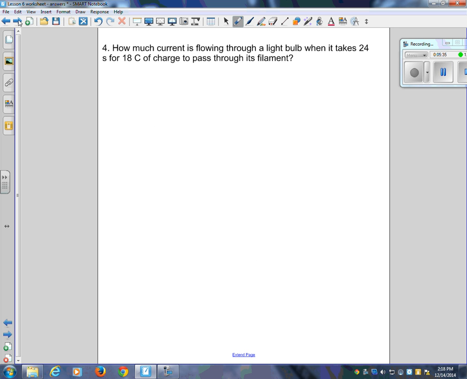Okay, moving on to question number 4. How much current is flowing through a light bulb when it takes 24 seconds for 18 coulombs of charge to pass through its filament? How much current? I'm solving for I. Notice that there's no hint here. You've got to figure that out for yourself. It takes 24 seconds. T is equal to 24. 18 coulombs of charge. Charge is 18. We are solving for current.